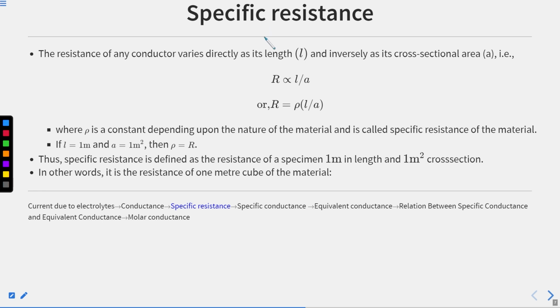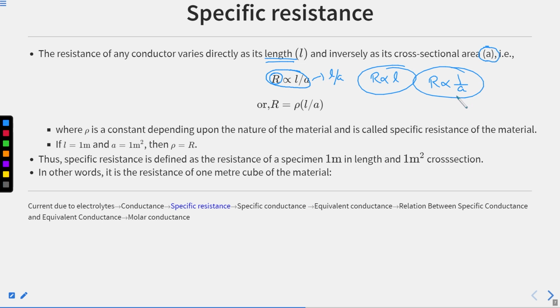If you want to know what is specific resistance, resistance is directly proportional to length and area. Length by area, which means directly proportional to L and inversely proportional to A, where L is the length of the wire and A is the cross section.